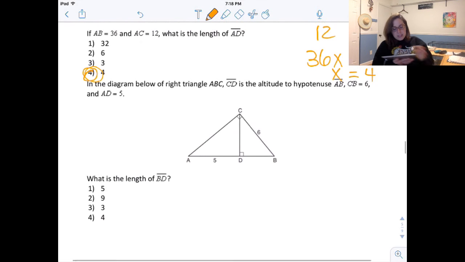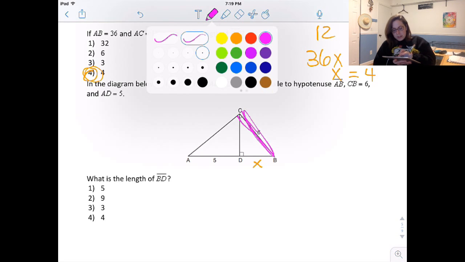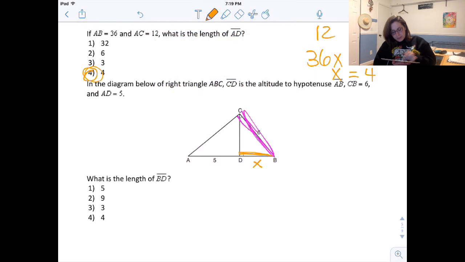Okay, next one. CD is the altitude. CB is 6. AD is 5. What is the length of BD? That's my unknown. So let's do some color coding. So this is the one that's its own color. And then this is one piece. This is the other. So setting this up, 6 is its own color. So that's going to go there.